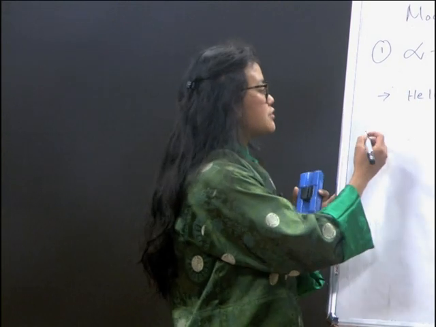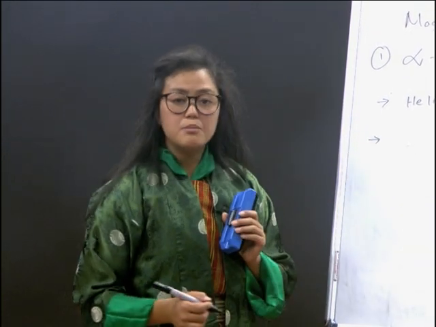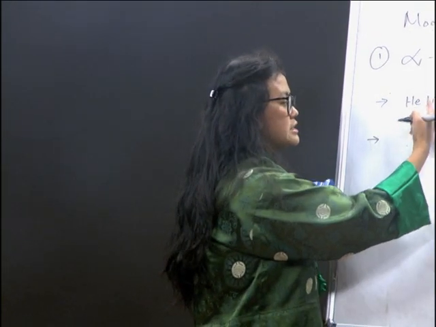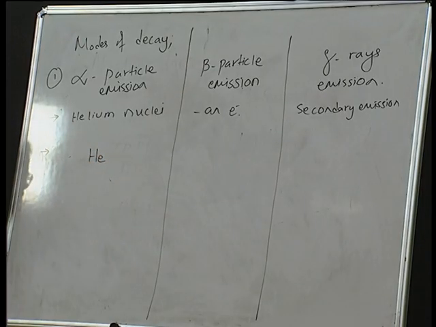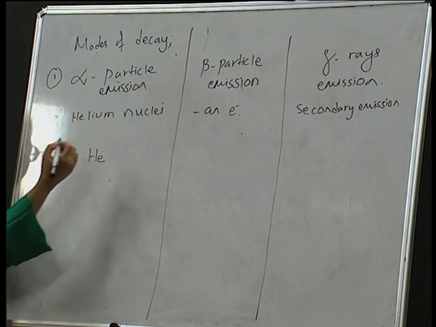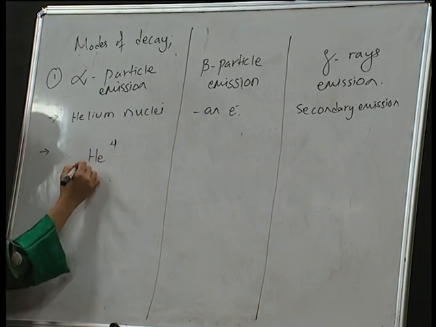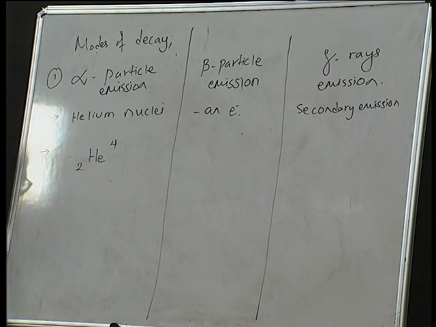Next, we will see the representation of alpha particle. Since we say that it is helium nuclei, it is represented in this manner. This is the symbolic representation of helium atom having mass number 4 and atomic number 2. So, this is the representation of alpha particle.